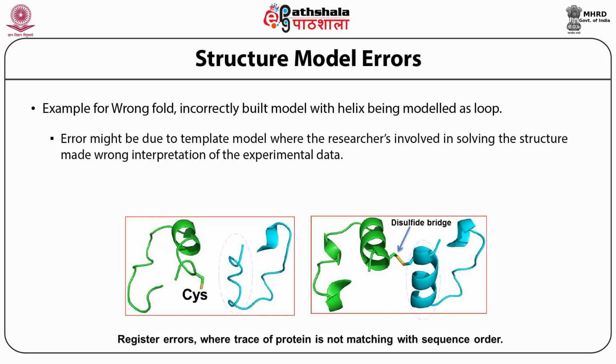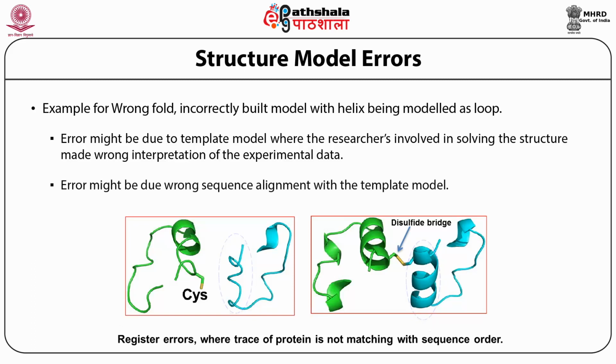The error may be due to the template model where the researcher who was involved in solving the structure made a wrong interpretation of the experimental data. For example, he must have predicted this to be a loop rather than a helix. If he had predicted the helix properly, then your template model will be right, then you can use that template model. The predicted structure might also be right. So the error might be due to the researcher's interpretation. The error might also be due to wrong sequence alignment with the template model.